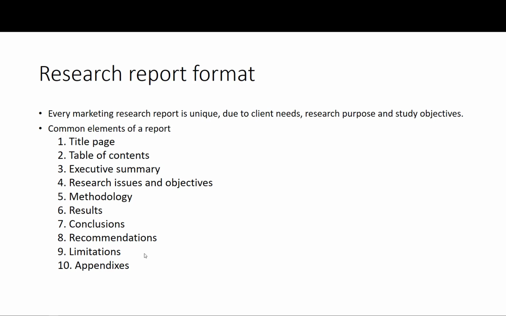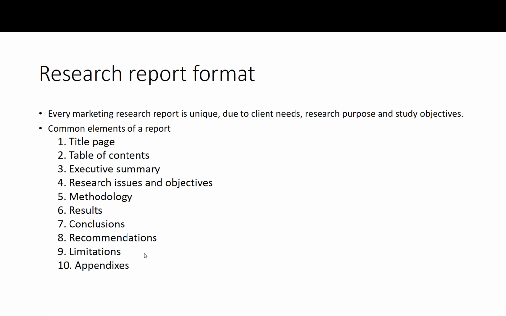So the overall format though is that you have a title page, a table of contents, an executive summary, research issues and objectives, the methodology, results, conclusions, recommendations, limitations, and appendices. So there's not a huge amount of variation in terms of the order in which these key things appear. However, where you present your qualitative findings versus your quantitative findings might differ depending on your specific methodology.